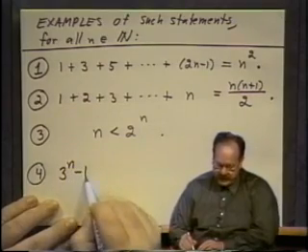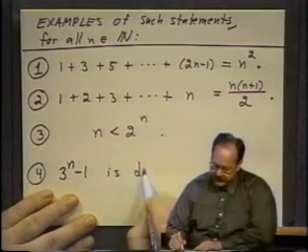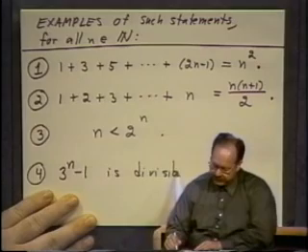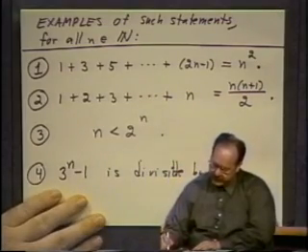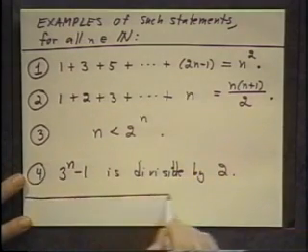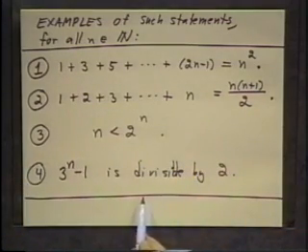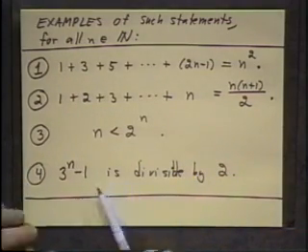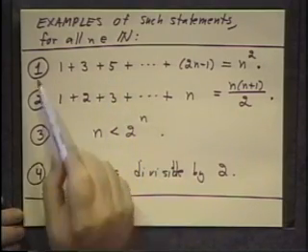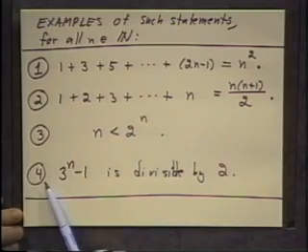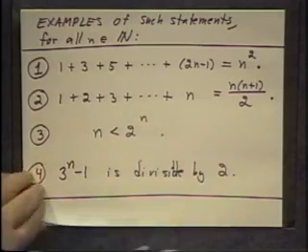3 to the n minus 1 is divisible by 2. Now, if you start thinking about these, you may wonder, how would I prove these? And you'll find out that induction is the ideal way to prove these. Now, in this section, we will prove all 4 of these.